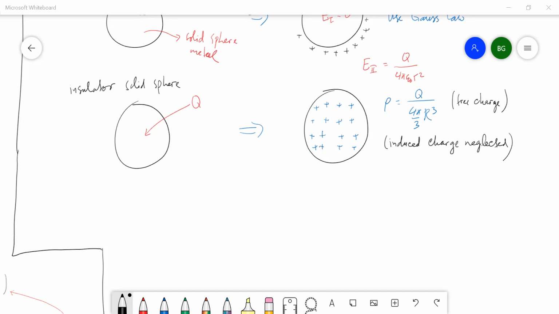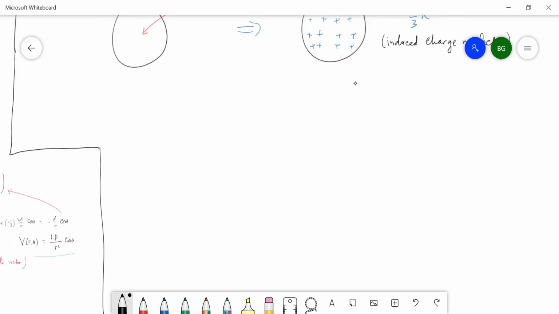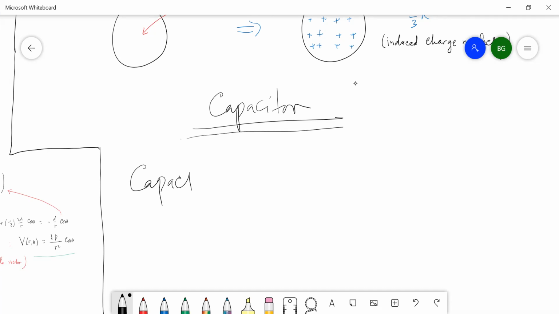Okay, back to the material lectures. Do you understand what I'm talking about? Okay, good. Then we go to a new section, new chapter: capacitor. Do you know the definition of capacitor? The definition of capacitor.